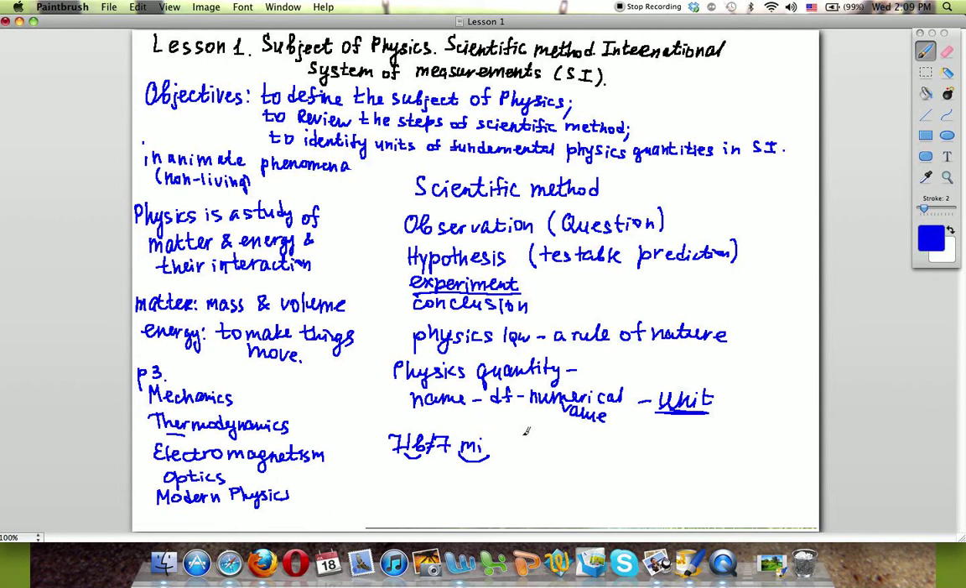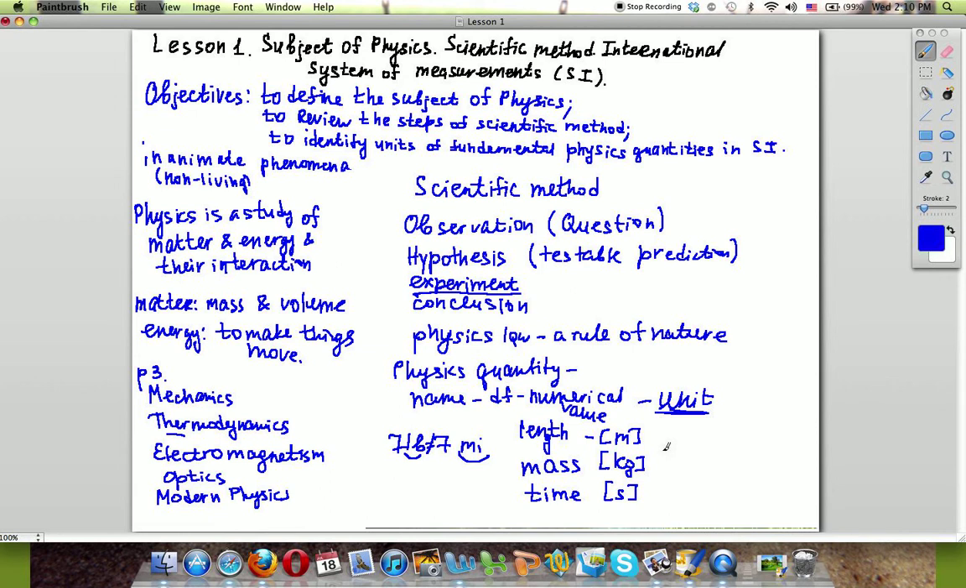The three physics quantities that I want you to know right now are length, which is the distance between 2 points, mass, and time. The basic unit established in the international system of measurements for length is the meter. The basic unit of mass is the kilogram, and the basic unit of time is the second.